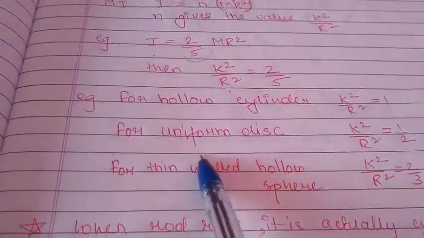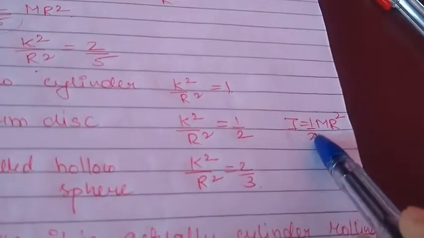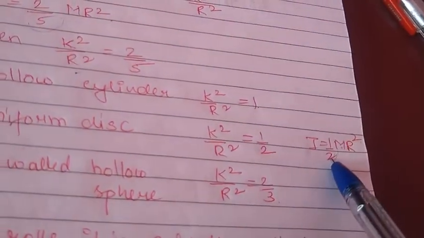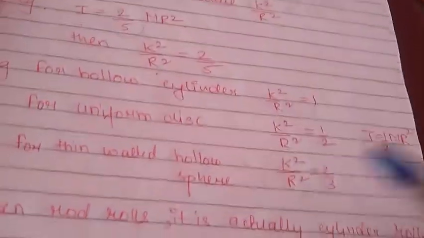For a uniform disk, which we have previously seen, the moment of inertia is half mr square. So here the n part or the constant part is half. So k square by r square is equal to half. So there are such examples, many more examples.